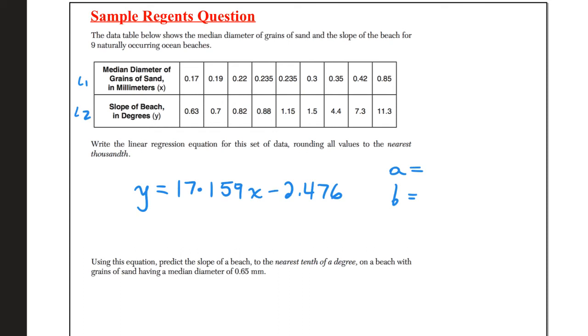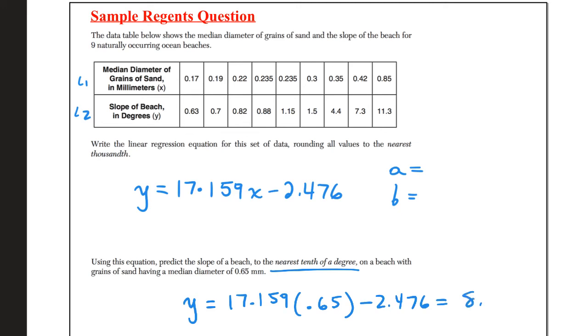We're basically still going to do the same thing of plugging in for x. We're replacing x with 0.65 here, and we're going to see what we get for y. Rounding to the nearest tenth, we get 8.67, so nearest tenth is going to be 8.7, and the unit here is degrees. 8.7 degrees.